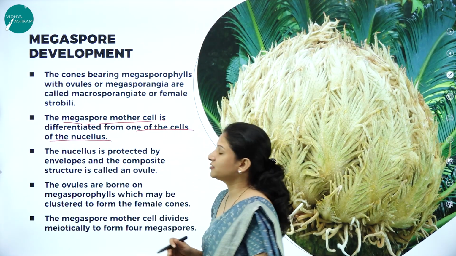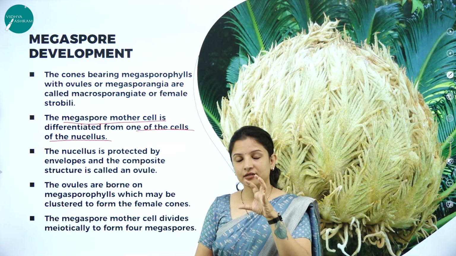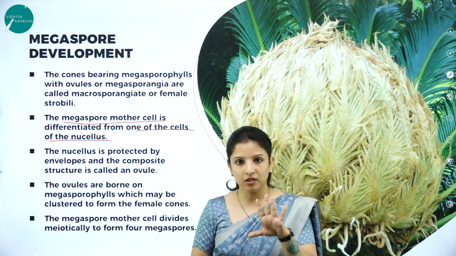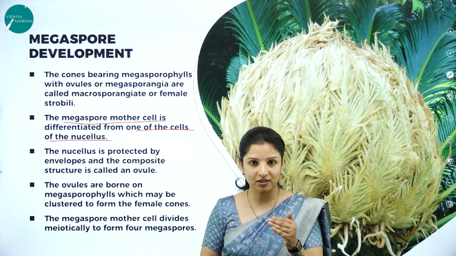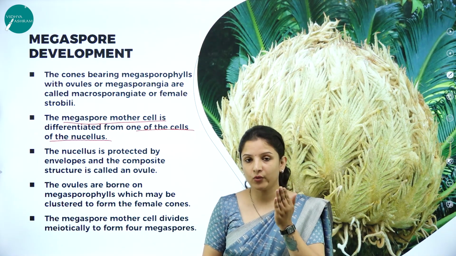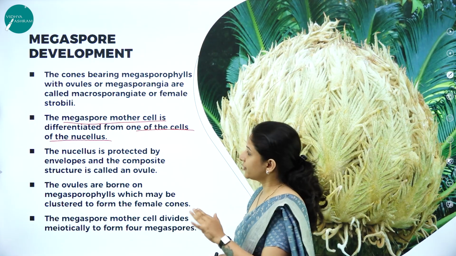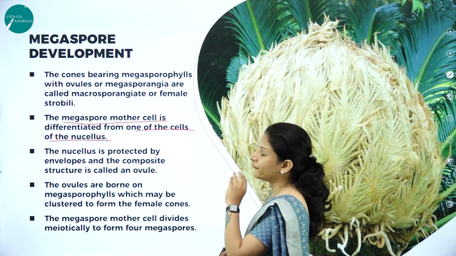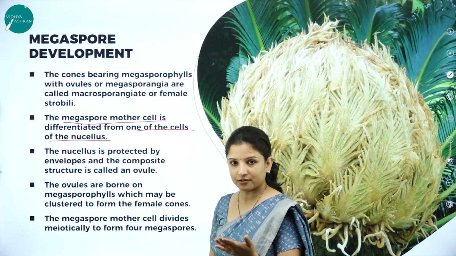So what is this nucellus? In the ovule of gymnosperms, there is the presence of the ovary, right? In the ovary, there are some tissues which are called nucellus. That nucellus serves as a nutritive tissue, wherein it provides nutrition to the developing ovules. So here, some of the cells of the megaspore mother cells get differentiated to form the nucellus, okay?